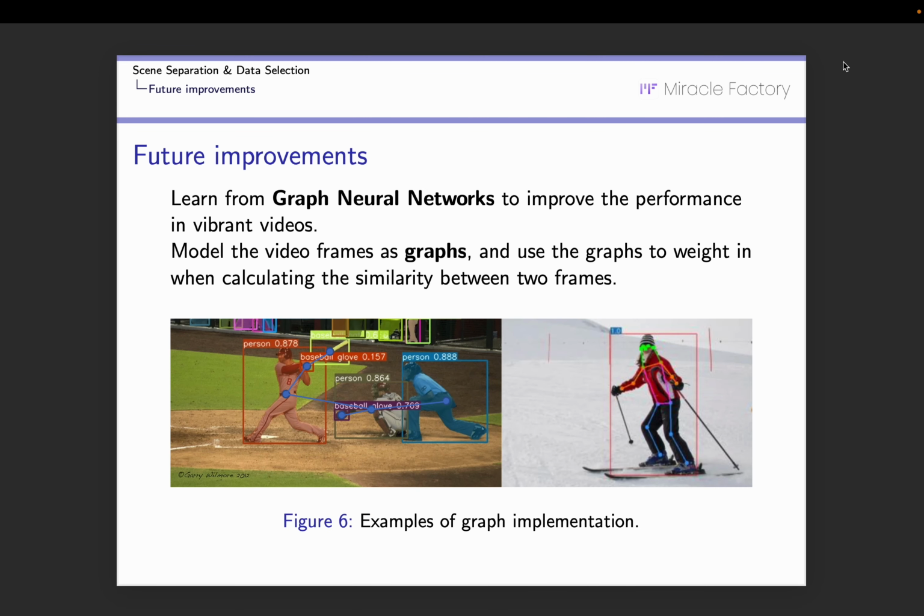So for the last part, we're going to discuss some future improvements that we can make on the 2SDS algorithm. And so the first thing that comes to mind is that we can introduce graphs. So if we can model the video frames using graphs, then we can dramatically improve the performance of the algorithm in fast moving scenes. For example, in Figure 6, we can see some people doing sports, and usually these things move very quickly.